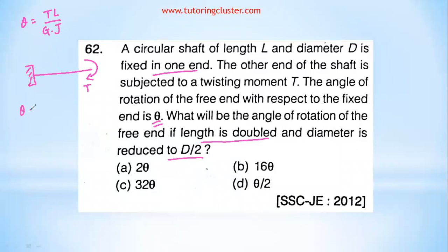So theta is equal to TL upon GJ. What is J? Pi by 32 d to the power 4. So what will be theta? Theta is equal to 32 TL upon G pi d to the power 4. Is it right? Okay.